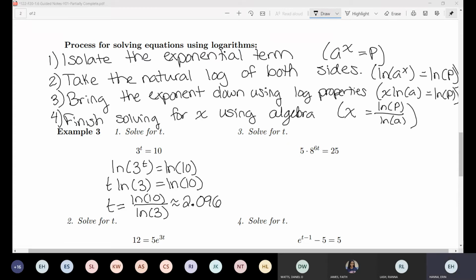I'll give it a couple more seconds because people are scribbling, although maybe they're getting ahead of me, which is fine. Feel free to work ahead of me if you want. I'm going to go to problem 3 next. So now I have to isolate the exponential term. Well, the exponential term is this 8 to the 6t, so I have to get that 5 away. To get this 5 over to the other side, since they're being multiplied, I have to divide both sides by 5.